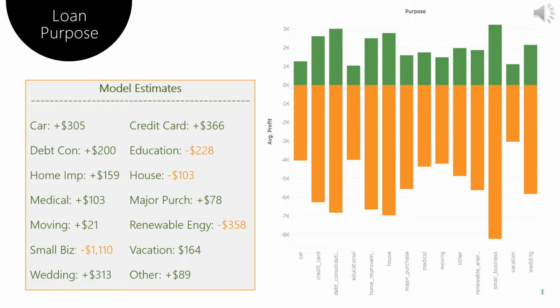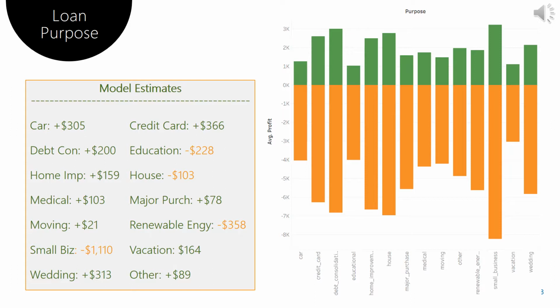And what we can see here is that many of the categories have a positive impact, some have a negative impact. And there are probably many reasons that go into each of those. Small business loans, for example, have a significant negative impact, not a statistically significant impact, but a practically significant impact, a negative $1,000 plus. There are probably various reasons for that. House loans, negative $103 impact.